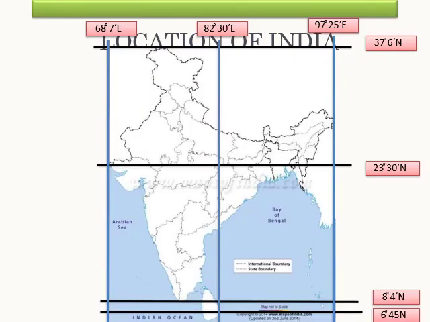Now first of all, we will start with the extent of India, which is most important for all of you to understand. When we talk about the north and south extent of India, this is our northernmost extent, which is located in the Jammu and Kashmir region. This northernmost extent of India is located at about 37 degrees 6 minutes north. When we talk about our southernmost extent in the Indian mainland, which is located in the Kanyakumari region, it is 8 degrees 4 minutes north.